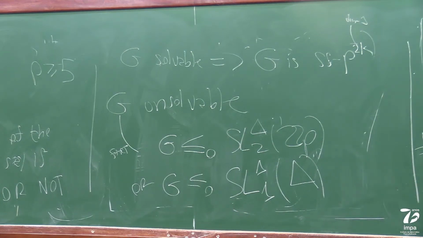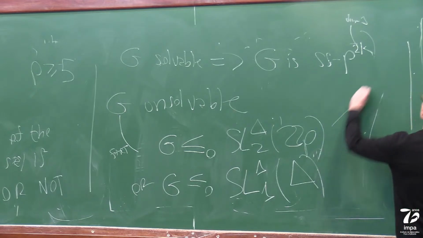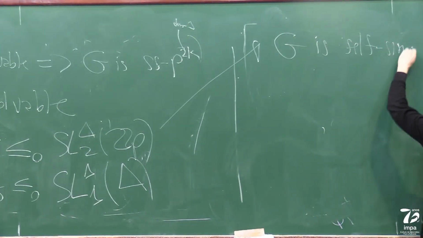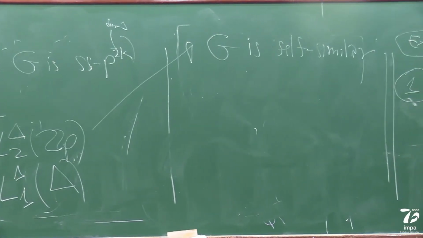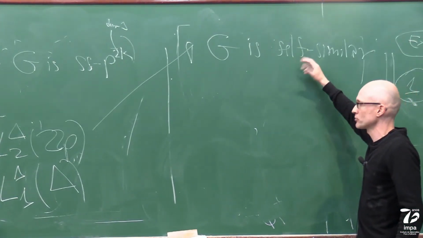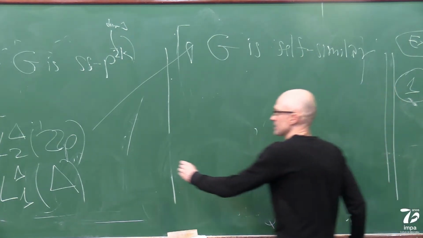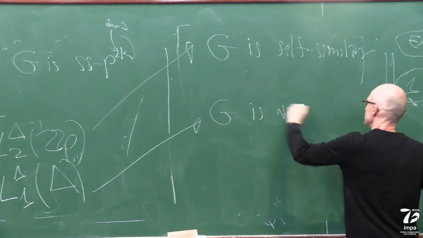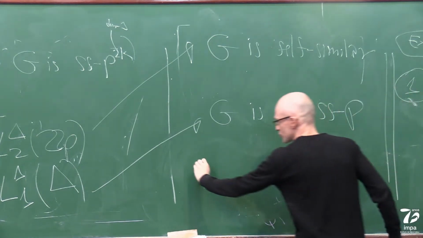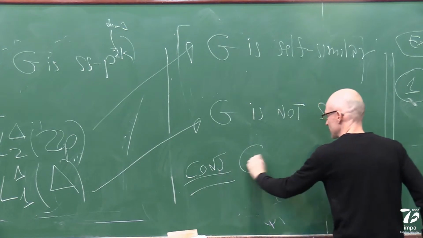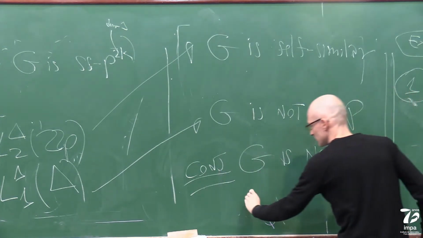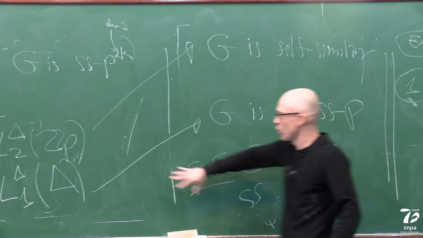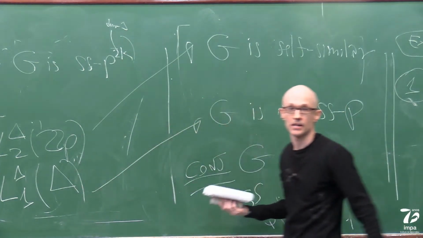But what is interesting here is that in this first case, we can show that G is self-similar of some index, and we have lower and upper bounds for the self-similarity index. Instead, here the theorem is that G is not self-similar of index P, and we conjecture that G is not self-similar at all. So in this case, we have a dichotomy between these two cases with respect to self-similarity.